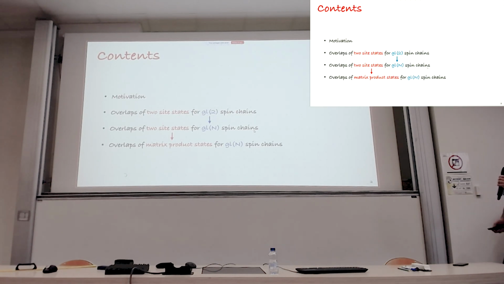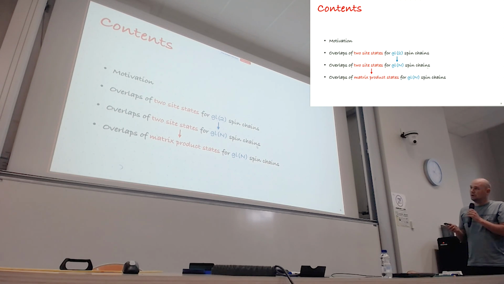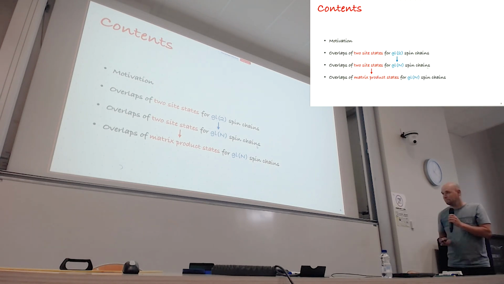After a very short motivation, I will start with the simplest case, so overlaps of the two side states for the GL2 spin chain. And after that, I generalize for the nested spin chain, GLN. And after that, I generalize the state to the matrix product states.